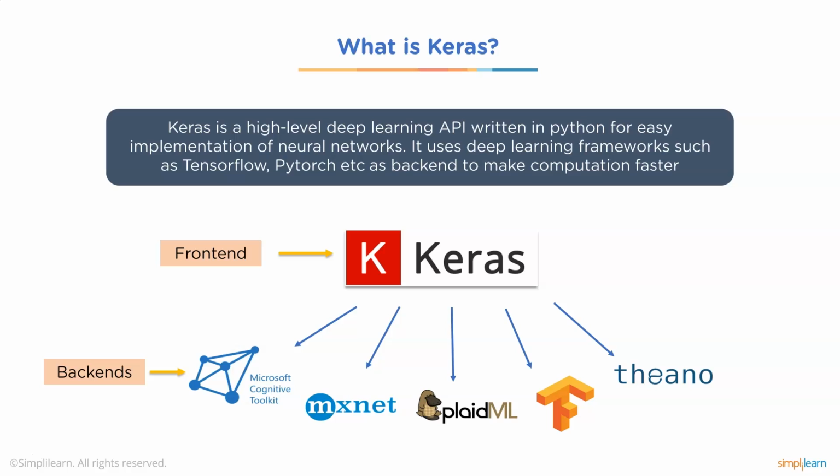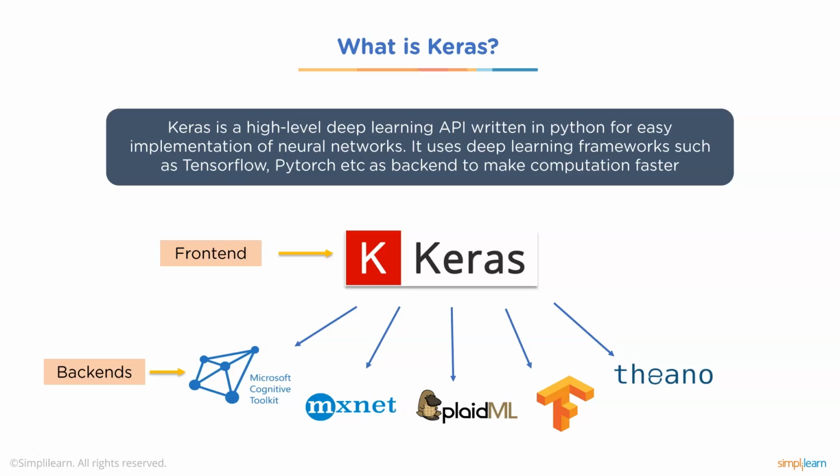So when we talk about what is Keras, Keras is a high-level deep learning API written in Python for easy implementation of neural networks. It uses deep learning frameworks such as TensorFlow, PyTorch, etc. as backend to make computation faster. And this is really nice because as a programmer, there is so much stuff out there and it's evolving so fast it can get confusing, and having some kind of high-level order in there where you can actually view it and easily program these different neural networks is really powerful.